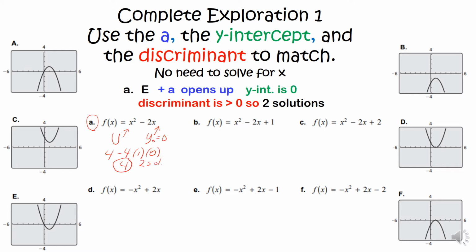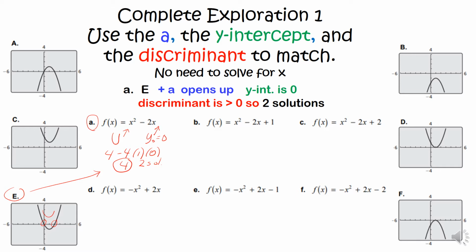So here is the answer to that one. The graph is E. This is the one that goes to A. It has a y-intercept of 0, it's a happy face graph, and it has 2 solutions. All right. So you can pause and try to do the rest of them, or we can do them together.